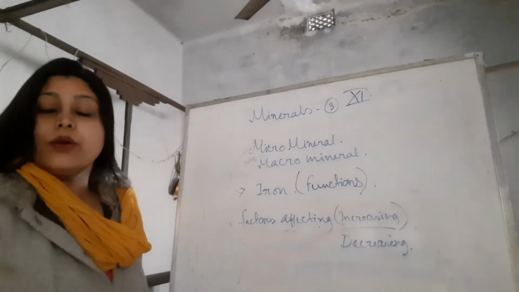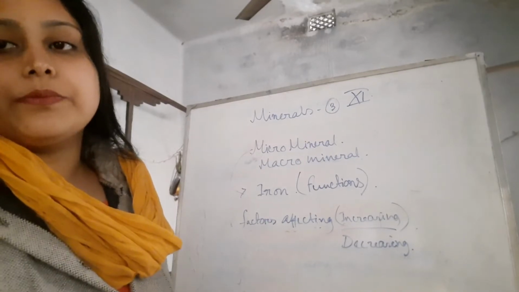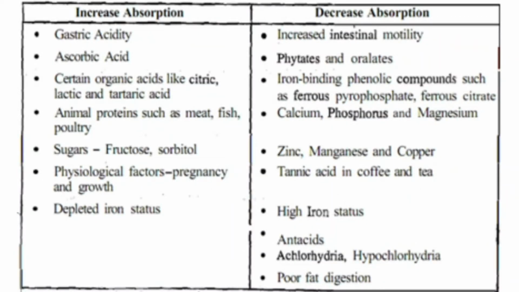So let's check what these factors are. Now we are going to learn about iron absorption as a simple process that can be influenced by a number of factors. The absorption of both heme and non-heme iron can be influenced by the following factors, which are written in a symmetrical way in a chart. So these factors I am going to discuss.